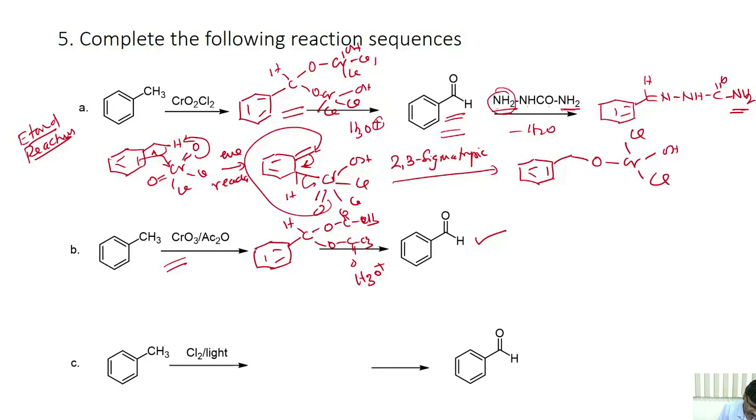Chlorine in the presence of light can undergo homolytic cleavage to give chlorine radical, which can undergo reaction with benzyl CH bond to give benzyl chloride. When you reflux with the water, it can convert into aldehyde as the product. It's a substitution reaction.